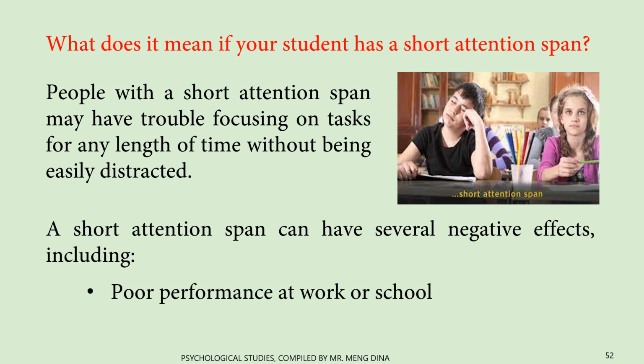Number one, poor performance at work or school. If your student has poor performance at work or school, it means that they never think or never speak, right? Or never play with the classmates. And the feelings show every time, every day, and they stay in the class.